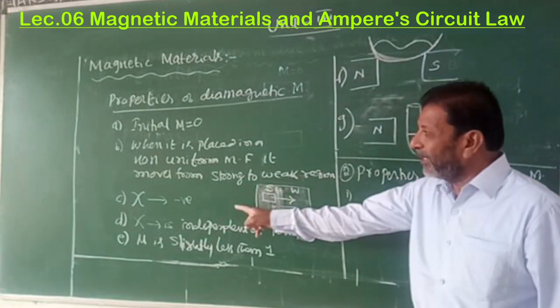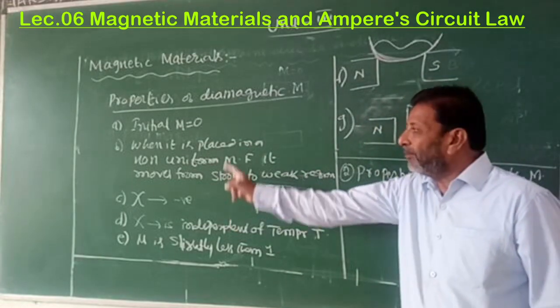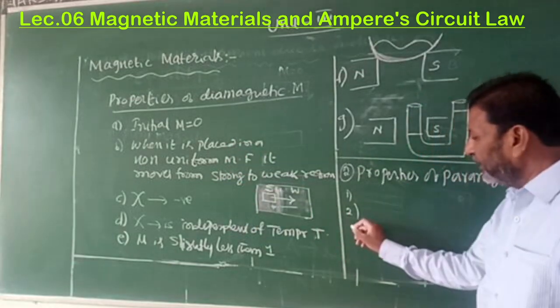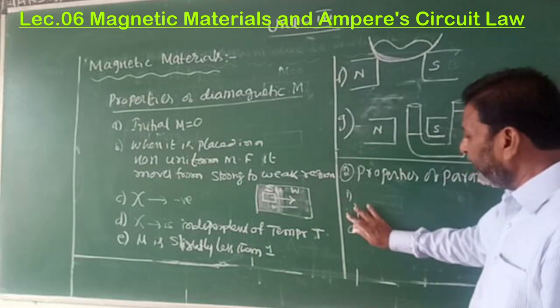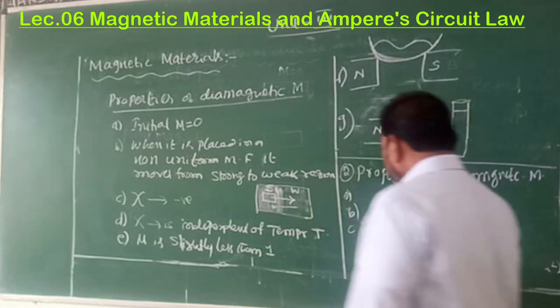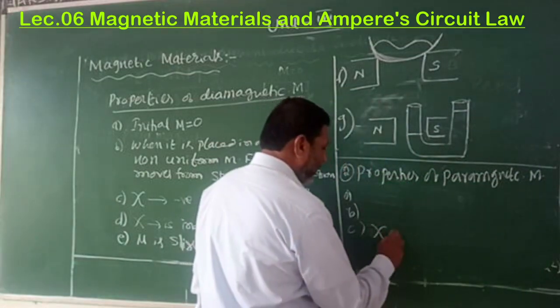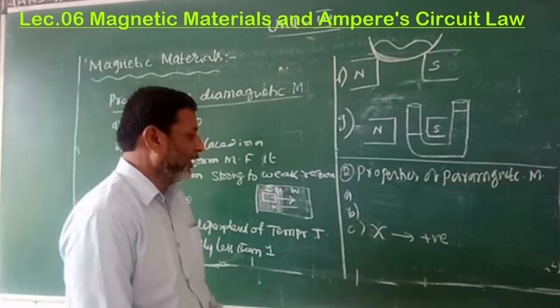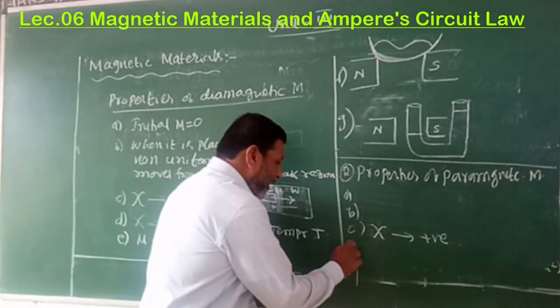And the third property is that the susceptibility of diamagnetic materials is negative, whereas here we will get positive. This is the third. Then it is the positive susceptibility that is there. Okay. Next thing.